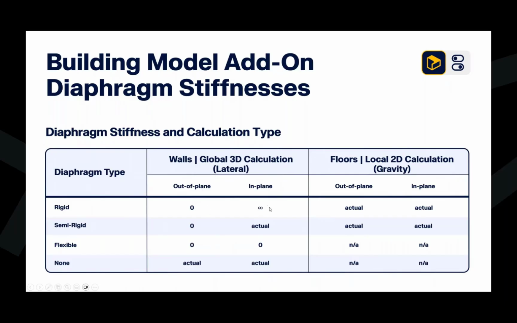But when we look at the lateral calculation, we will modify the stiffness of those floors. For rigid, we'll use an infinitely rigid stiffness in the in-plane direction, but out of plane will be set to 0. Semi-rigid, out of plane is also set to 0, but the in-plane is set to the actual stiffness. Now, when we use a flexible diaphragm or we don't define any diaphragm at all, we are going to carry out just one analysis calculation like we would with a general FEA model, lateral and gravity together using the relevant stiffnesses defined here.